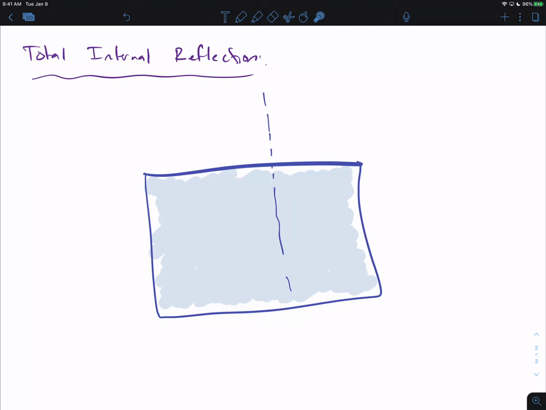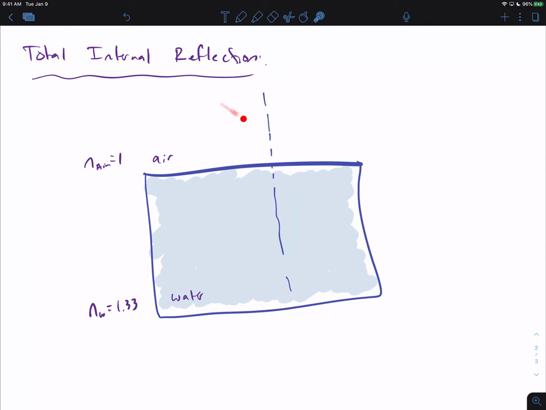Okay, so the important thing here is, let's say we have a material that is higher density than another medium, right? So in this case we're going to use something like water and air. If you remember, we have an index of refraction of air. I'm just going to call it n_air equal to 1, and n_w equal to 1.33.